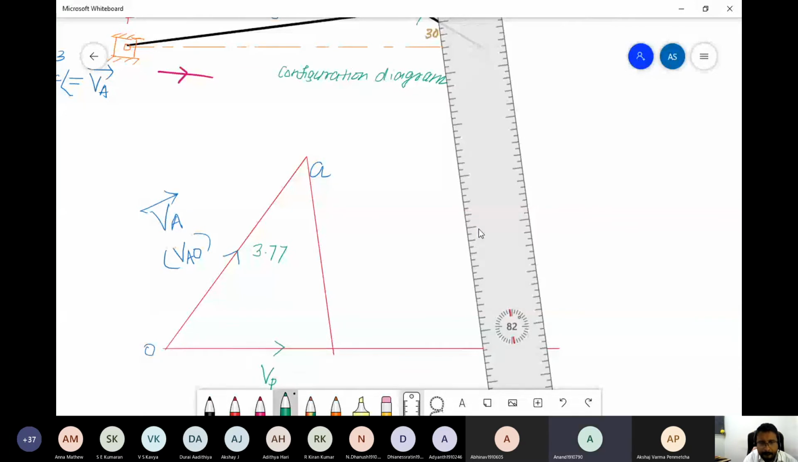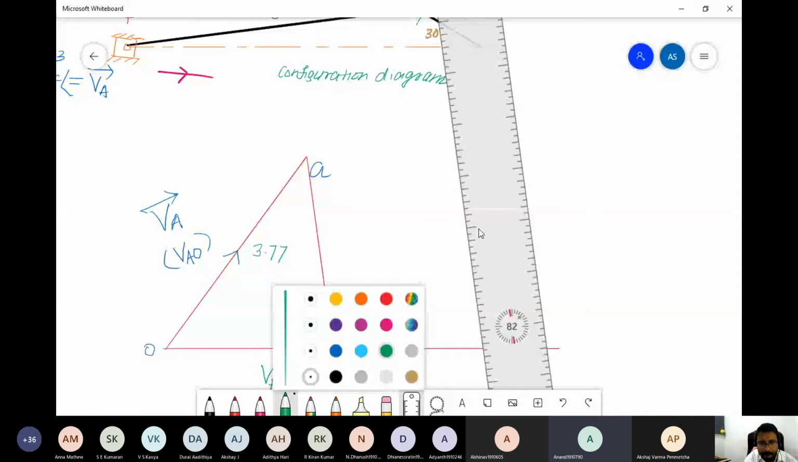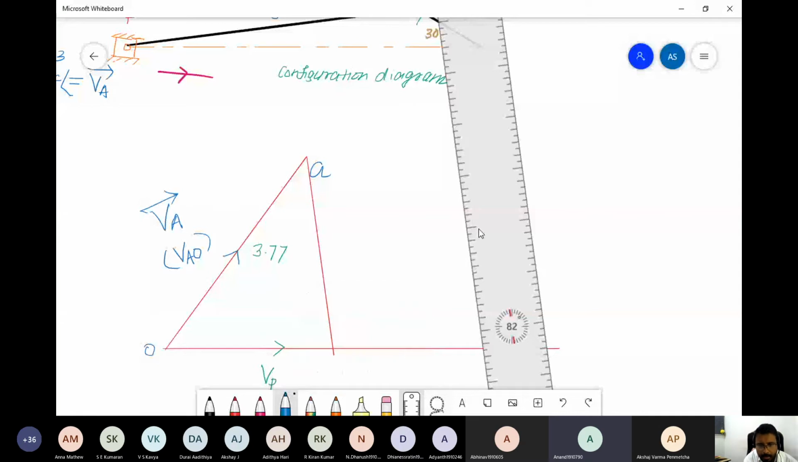Should it be perpendicular, sir? Perpendicular to which one? It is perpendicular only. This line is perpendicular to this link. It should be perpendicular to the connecting rod, sir. Yes, connecting rod. We are drawing the vector of the connecting rod. AP is the connecting rod only, no?